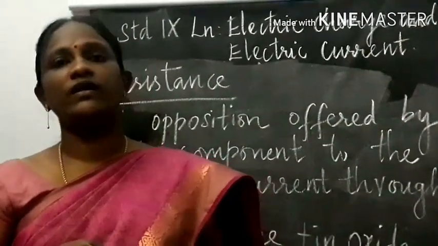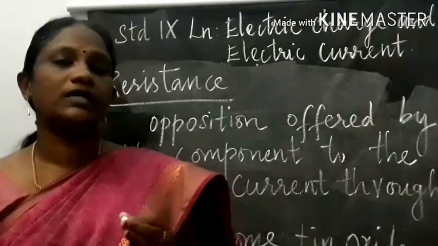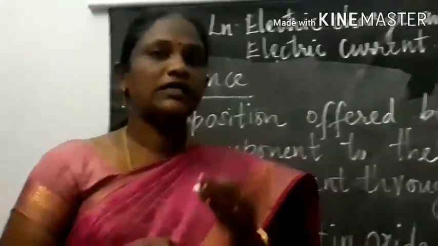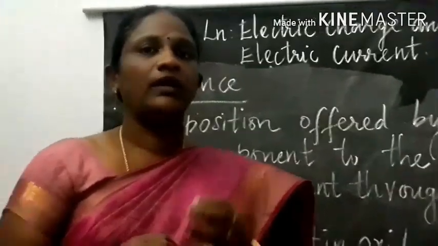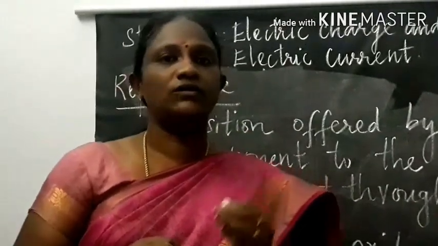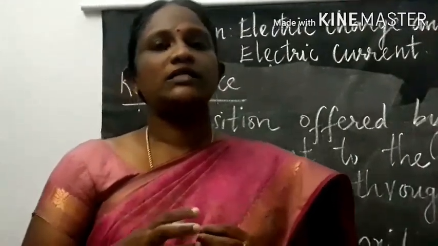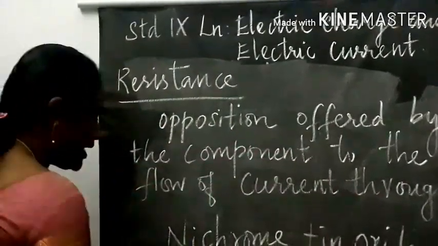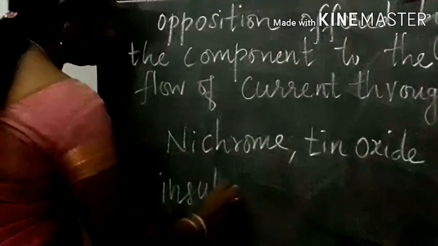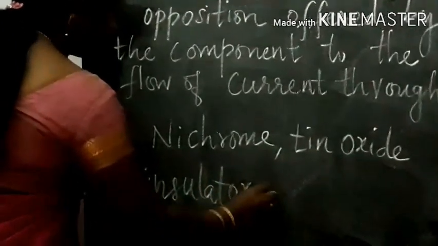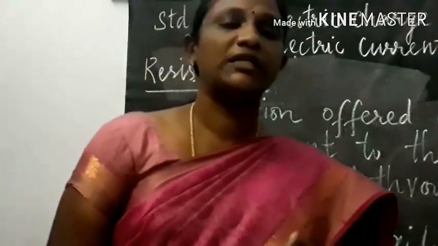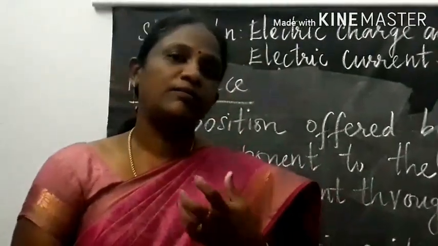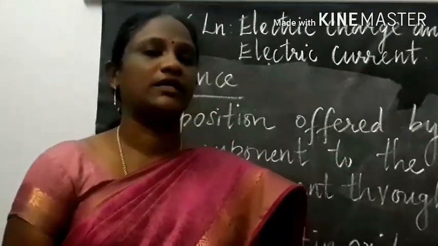Similarly, in the case of an iron box, the iron box consists of a heating element. The heating element acts as a resistor which is made of nichrome. It resists the flow of current through it. And certain materials are called insulators. So what are insulators? Insulators are the materials that completely resist the flow of electric current through them.